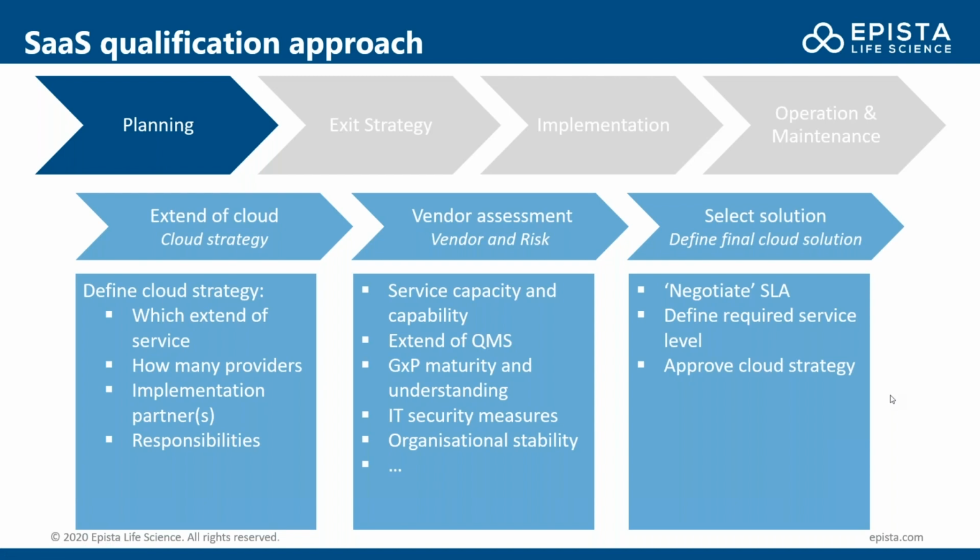Do we want to stick to one provider, be it Microsoft, AWS, Google, whatever service? Do we want to stick to one, or do we want to share the load and maybe share the risk between multiple service providers, so we have a fallback plan? Who is our implementation partner? Do we trust them? Do we have more? Do we have one? Do we do it in-house? And what are the responsibilities? All these should be part of the cloud strategy for implementing cloud solutions.